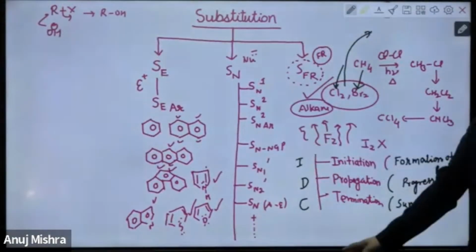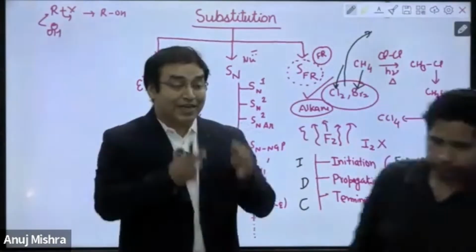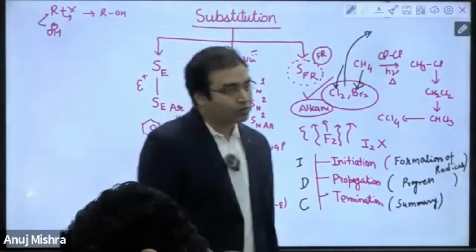Under free radical, fluorine, iodine useless because fluorine is too reactive, iodine is too slow. So chlorine, bromine are left out. So chlorine, bromine we are talking about, and we have to understand each and every minute detail of these two reactions so that we can solve any question of this also. Okay, done. Shall we start?